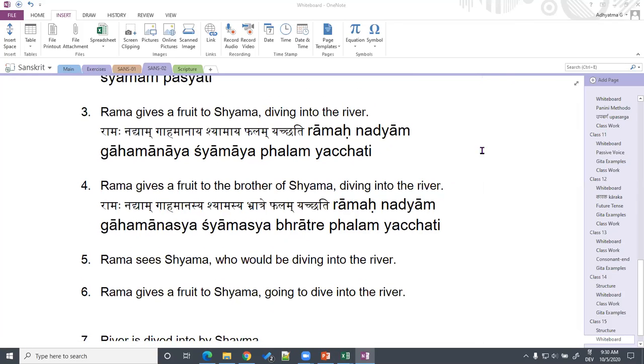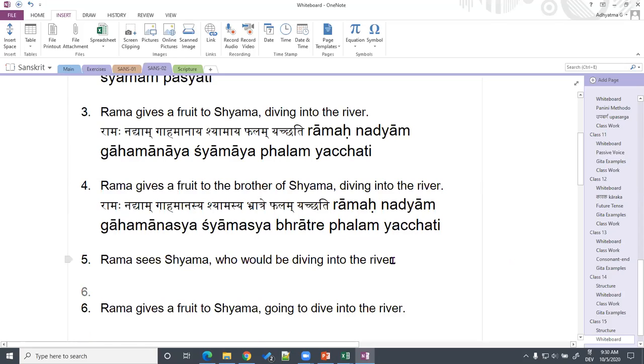Okay, now we will see the future participle. All right. So, Rama sees Shyama who would be diving into the river. Or you can say who is going to dive into the river. In English, we can say like that also. Who is going to dive into the river, or who would be diving into the river. So now it's a future tense.